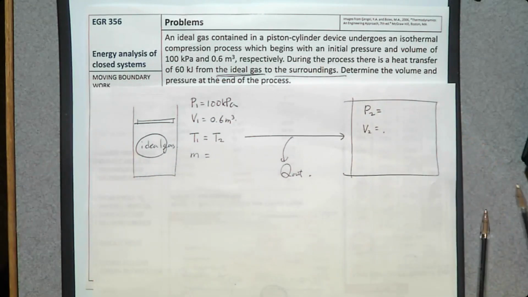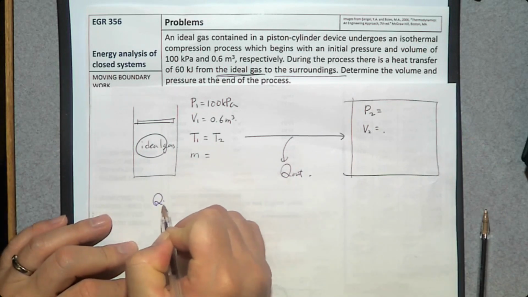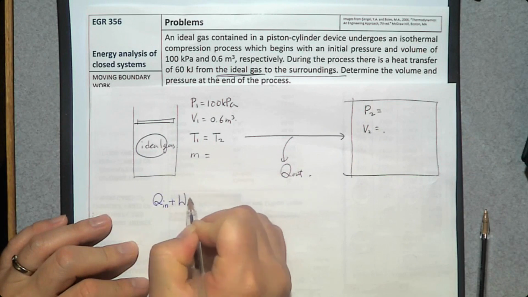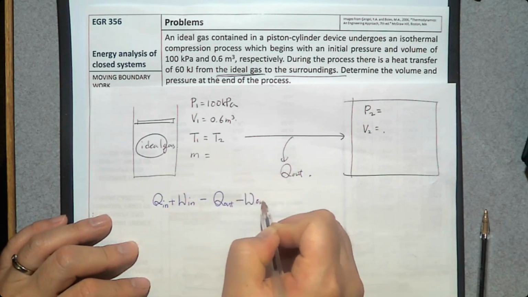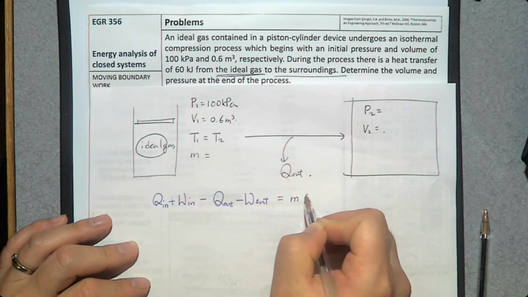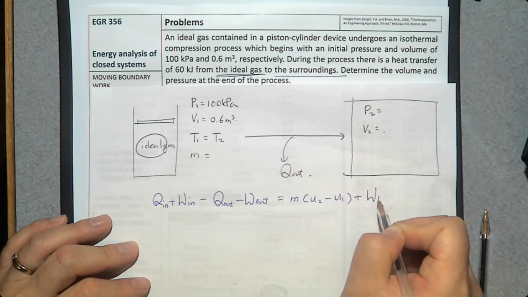So let's do that. To analyze this ideal gas thermodynamically, what is the number one thing that we need to do? Write down the energy balance equation. What is the energy balance equation? Q in plus W in minus Q out minus W out is mass times U2 minus U1 plus moving boundary work.